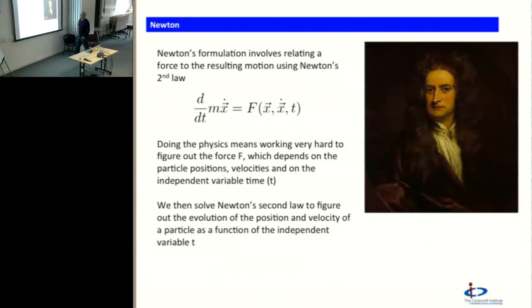So a physicist's job is to define a coordinate system and then figure out the force, which depends in general on all these different things. Then we solve Newton's second law to get the position and velocity as a function of the independent variable, time. Because this time here is kind of different to this x and this x dot. This is the independent variable, and x and x dot depend on time. So I made a formal structure there in what we're doing.